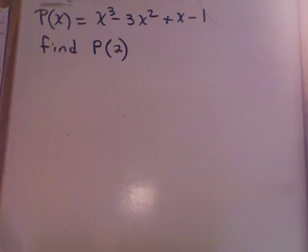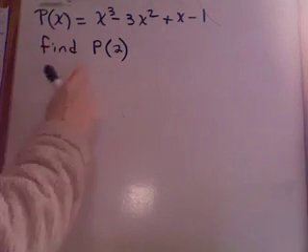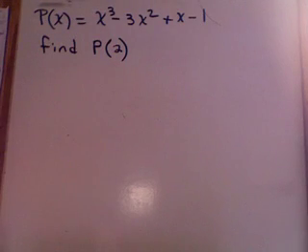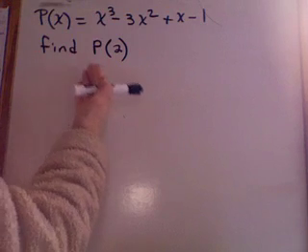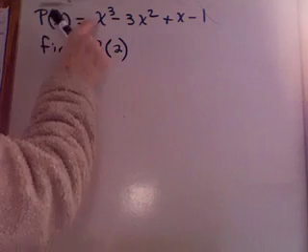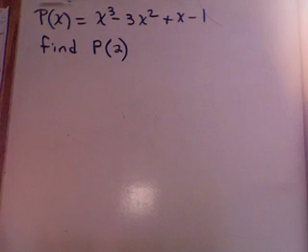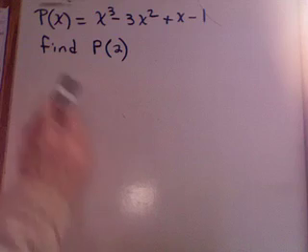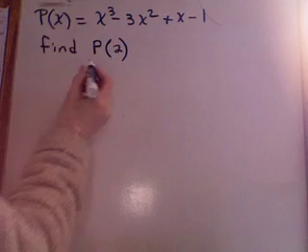Okay, in this section I'm going to show how to use synthetic substitution to solve a problem like this. Find p of 2 when you're given p of x equals x cubed minus 3x squared plus x minus 1. Now prior to this, you would probably rewrite this equation placing a 2 in each place of the x and then figure it out. But synthetic substitution is an easier way to substitute the 2 in and get the answer. And here's the easier way to do that.